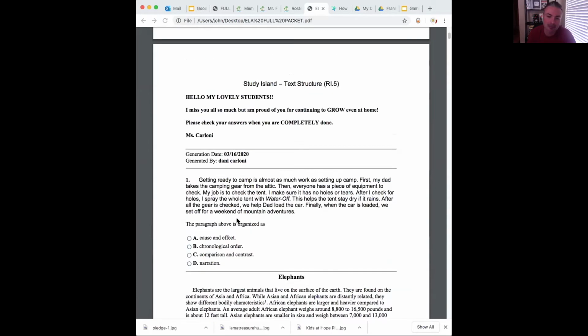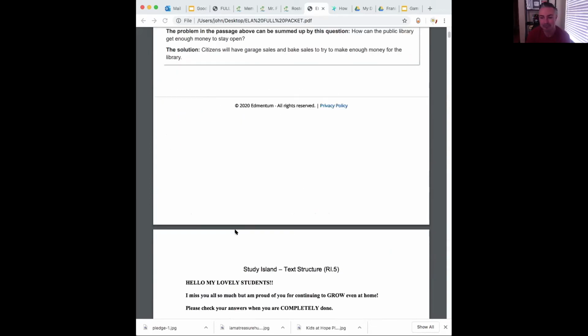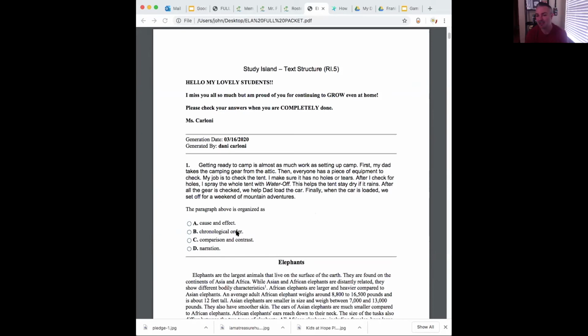So that's B. A is cause and effect. Items are organized by writing about something that happens and then what happens because of it. I did not sleep last night. As a result, my head hurts today. If I'm looking for evidence of this, I don't see a lot of that. I don't see this happened and that happened. There is some, I did this for this reason, but not did this, then that happened.